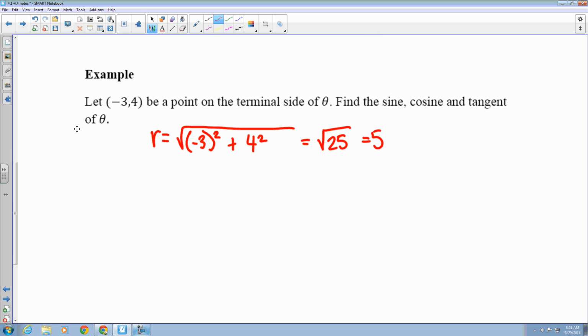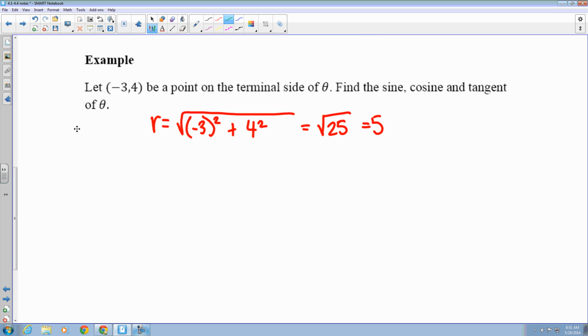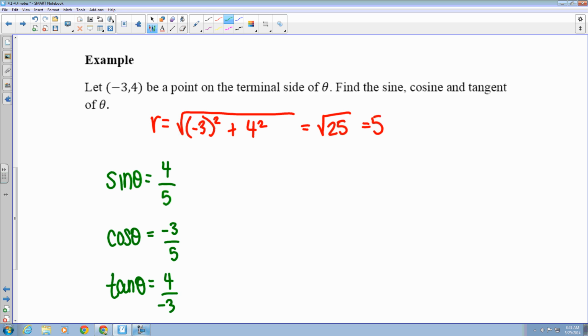So find sine, cosine, and tangent is our goal here. Sine is y over r. Cosine is x over r, and tangent is y over x.